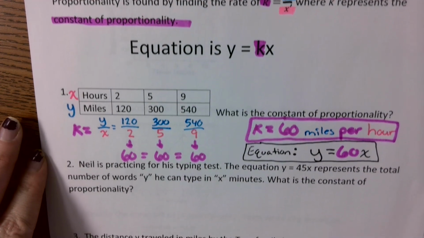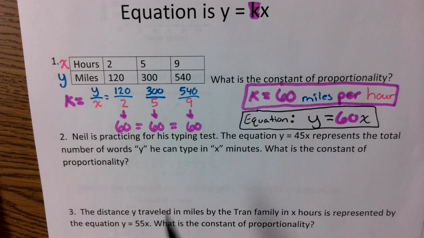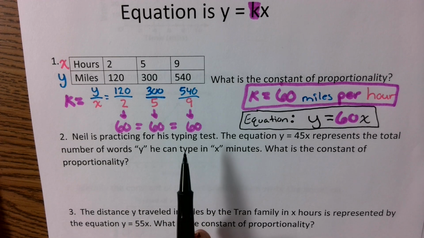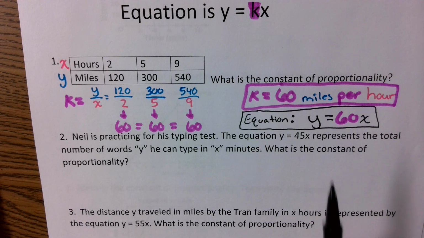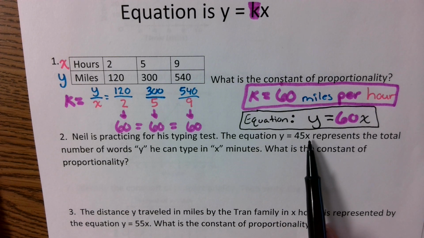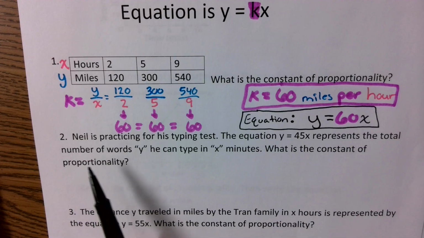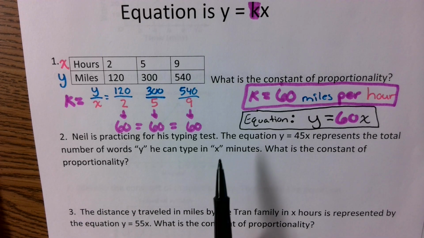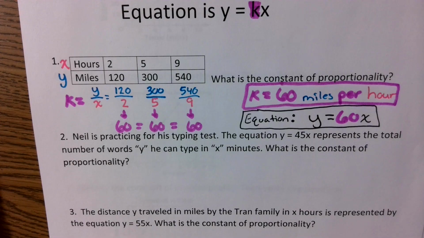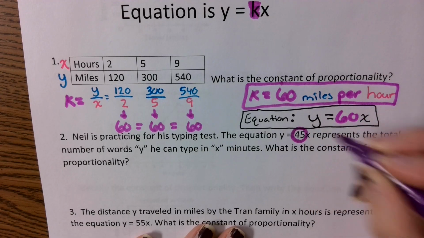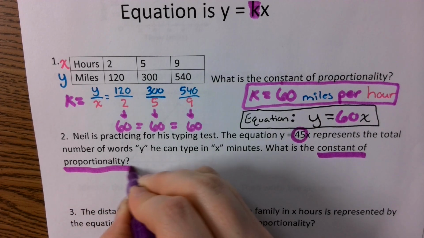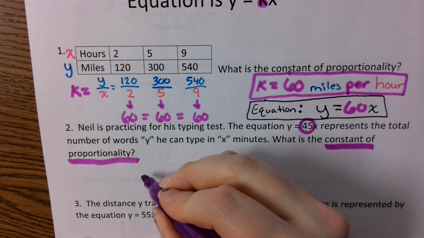Now some problems are real simple. We take a look here. Neil is practicing for his typing test. The equation y equals 45x represents the total number of words y that he can type in x minutes. What is the constant of proportionality? They told you the constant of proportionality right away. What was it? Jordan? 45. 45 is my constant of proportionality.